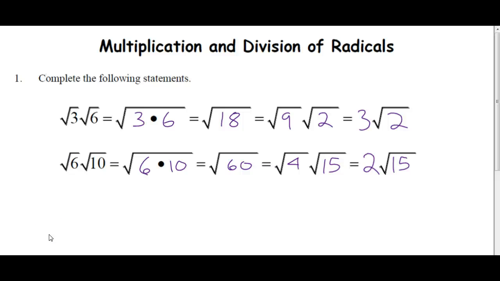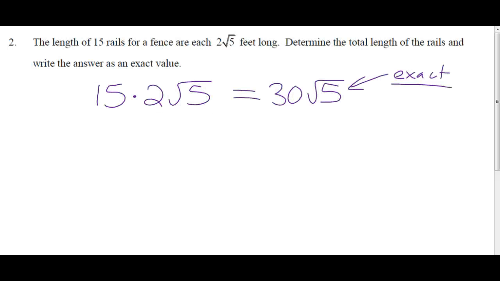Okay, so when you multiply, root 3 times root 6 is the root of 3 times 6, which is root 18. But because 6 has a factor of 3, we then have 18 is 9 times 2, which is 3 root 2. Root 60: because 6 has a factor of 2 and so does 10, we have two factors of 2 multiplied together. 2 squared is 4, and we end up with 2 root 15.